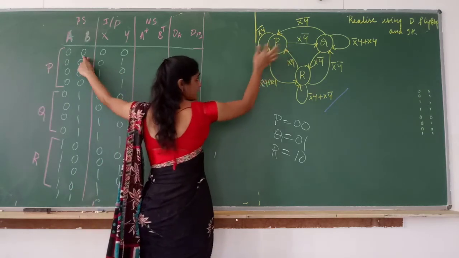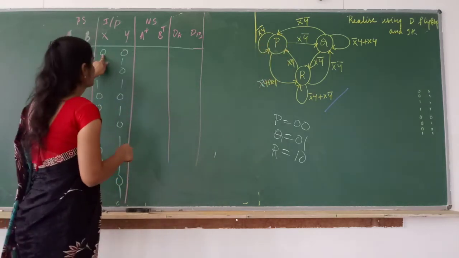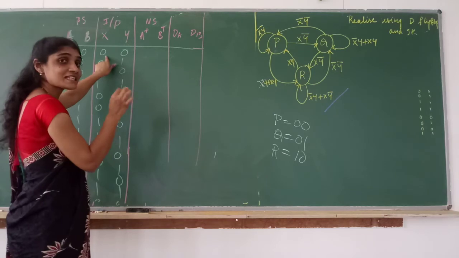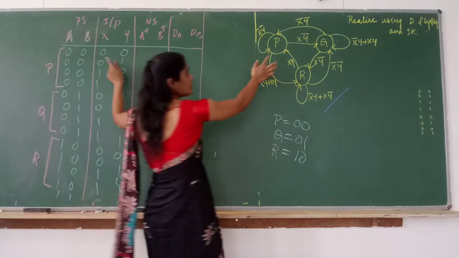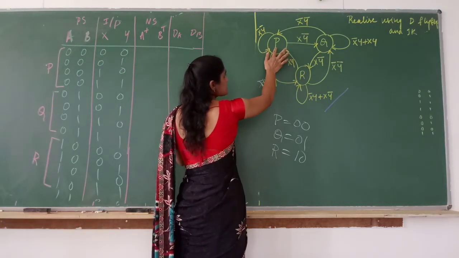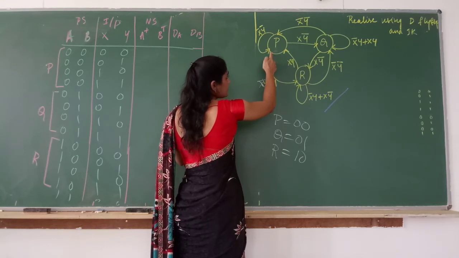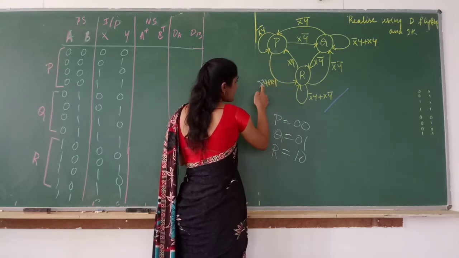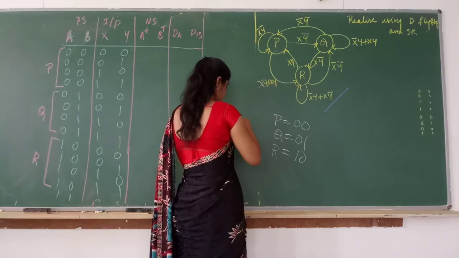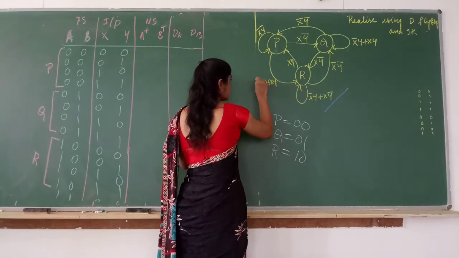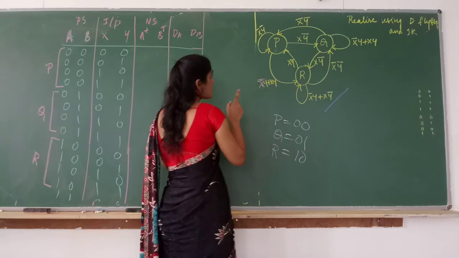Present state is P. What is input? 0, 0. That means X bar, Y bar. Present state is P. Just look for X bar, Y bar. One arc is going out, but X bar, Y bar, no. What is this? This is X bar, Y. I should have X bar, Y bar.